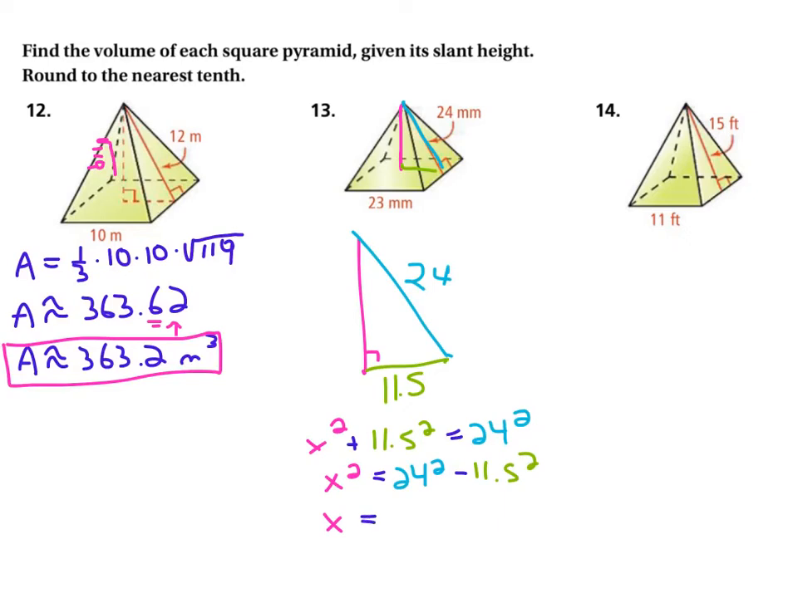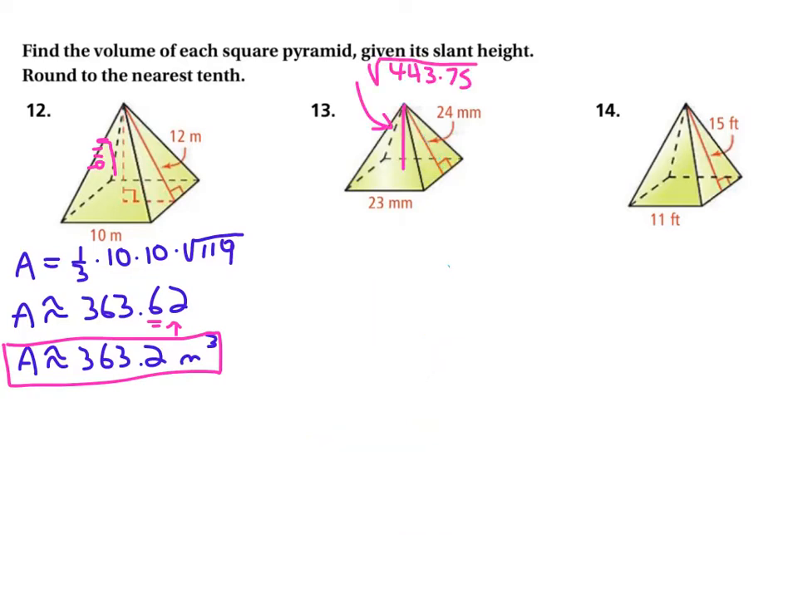So x equals the square root of 443.75. Okay, and we're going to use that as that height. That'll be the exact height that'll work out nice and neatly for us. So I'm going to erase these marks.